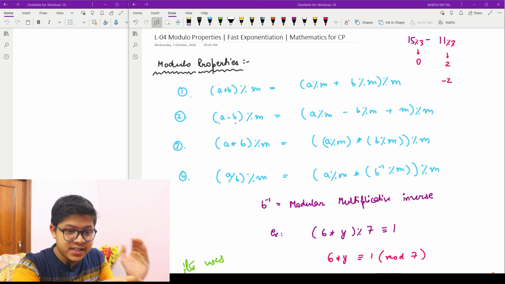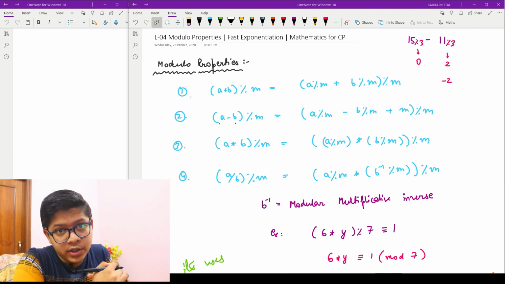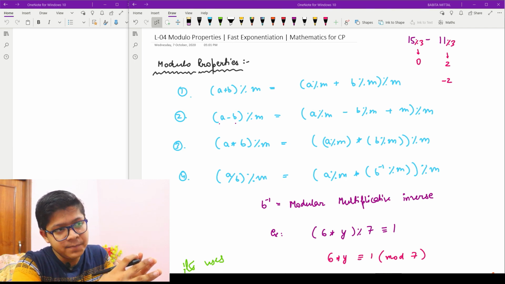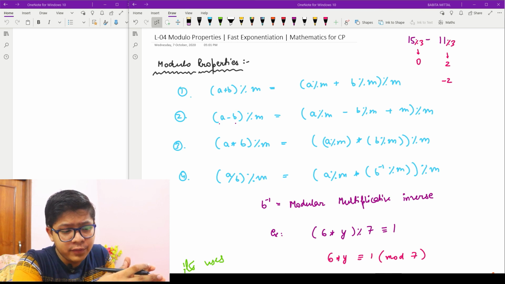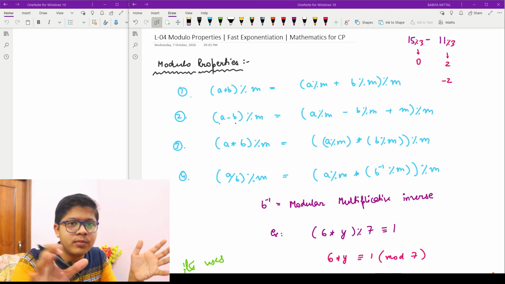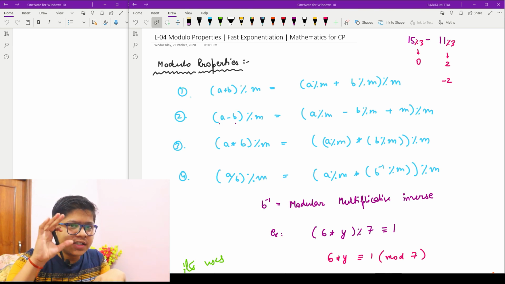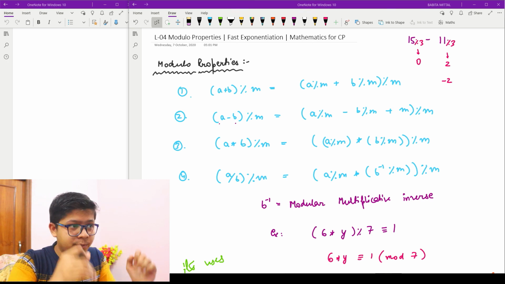For now, understanding fast exponentiation is also very important, especially the recursive method. Then we will also do a bit of an add-on of fast exponentiation with modulo. Now, starting with the modulo properties, which are very important.